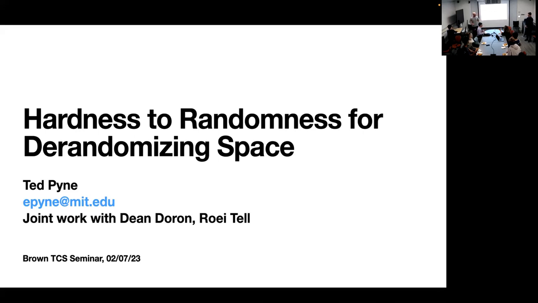All right. Thanks everyone for coming. I'm a second-year PhD student, and please, if you have any questions, ask them. I've tried to make this talk make sense, but I probably failed in some area, so we can correct that on the fly. The work I'm going to be talking about is primarily joint with Dean Doron and Roei Tell. The title of this talk is Hardness to Randomness for Derandomizing Space, and hopefully at the end I will have given some insight into all of the words that appear here.